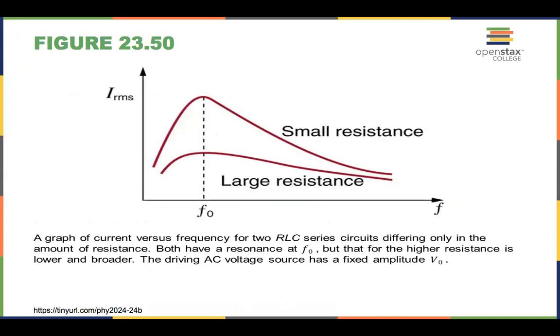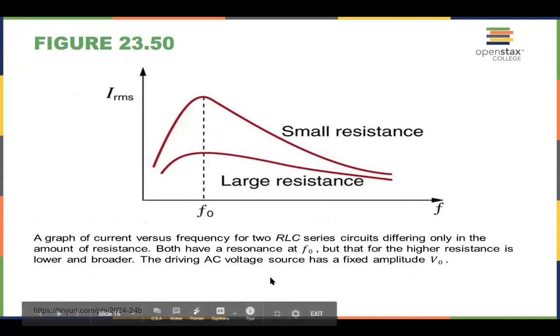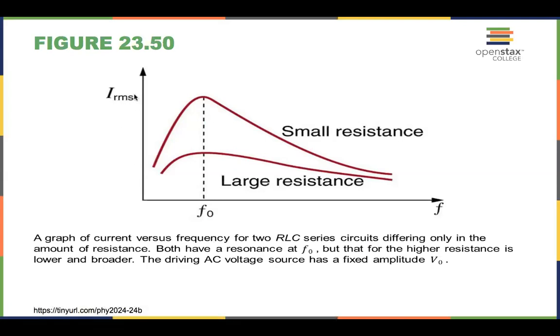If you plot the current from the equation we gave in the previous slides, IRMS is equal to VRMS divided by the square root of R squared plus (XL minus XC) squared. The resonant frequency happens at this particular position. If you have small resistance, you have larger resonant current. If you have larger resistance, you have smaller resonant current.